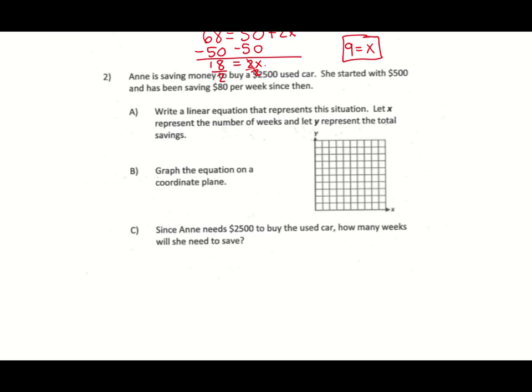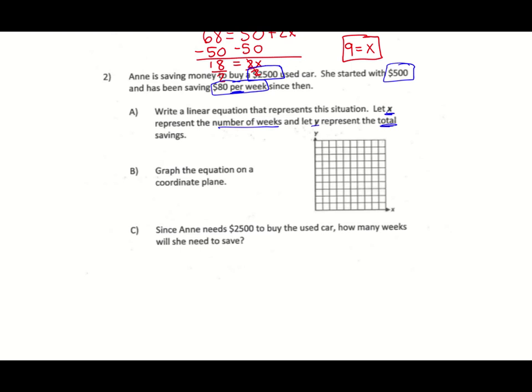Number 2 says that Anne is saving money to buy a $2,500 used car. She started with $500 and has been saving $80 per week since then. Whenever I see that word per week, that's a clue that there's going to be a variable there. So $80 per week goes together. First question says, write a linear equation that represents this situation. Let x be the number of weeks, and y is the total.